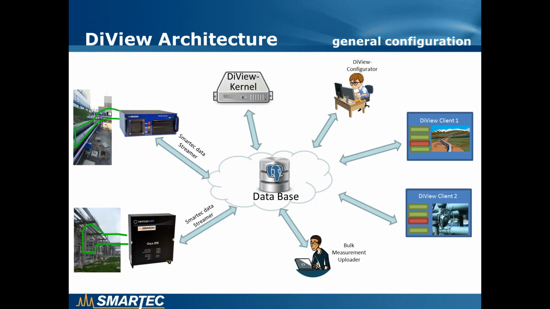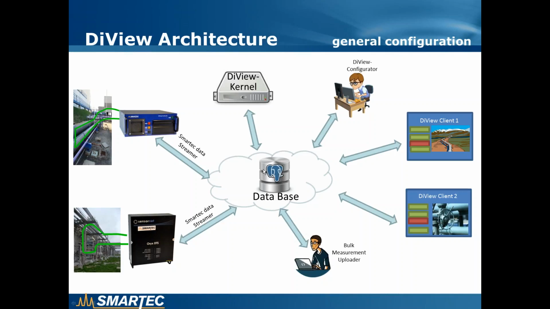In this slide, there is the most general architecture of the DiView. So we can have several reading units that are acquiring the data from different channels, so different fiber optics installed on the site. And then the data are written using a data streamer that is writing the last measurement taken by the reading unit on a database.